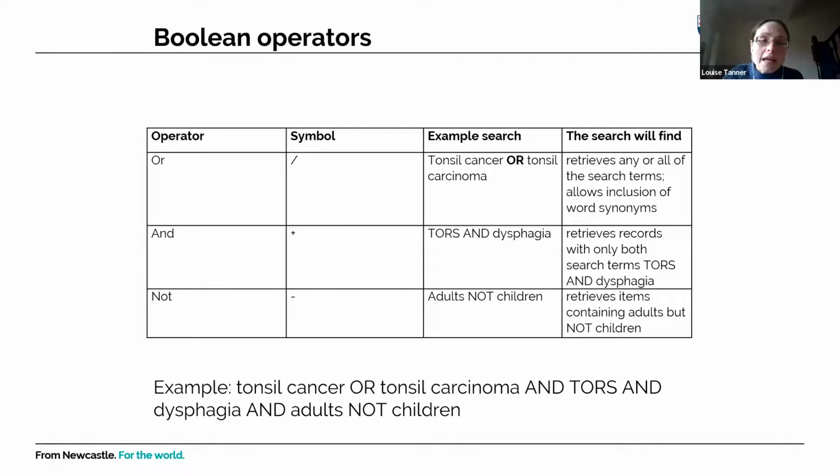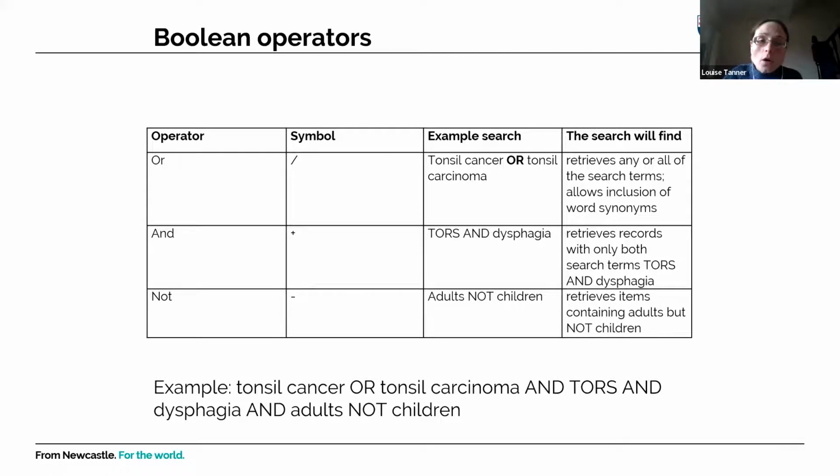So once you've produced this table with all of the synonyms of your population, intervention and outcome terms, you would then need to combine those terms in order to produce a search string to put into the bibliographic database, such as Medline. So the main operators, the main terms that you would use, would be OR, AND, or NOT.